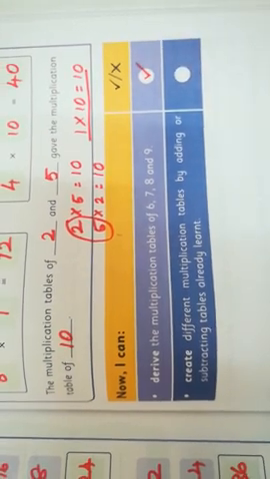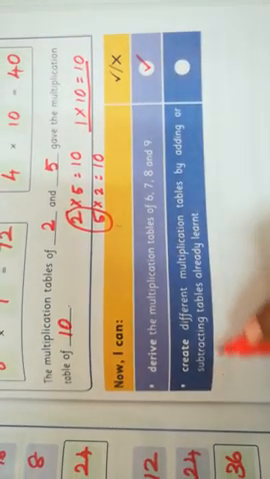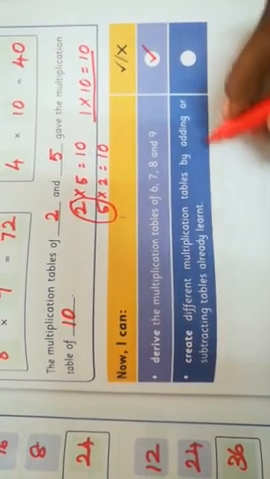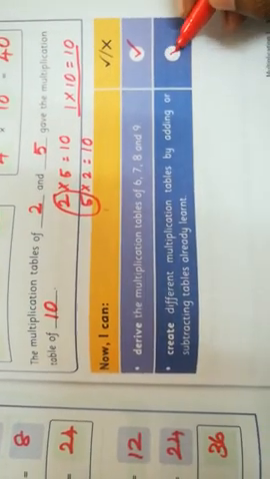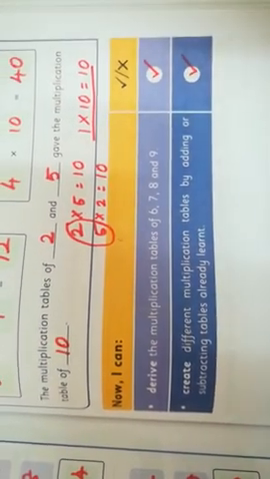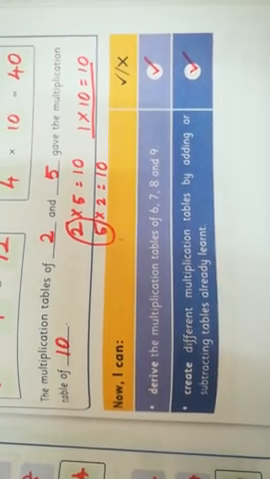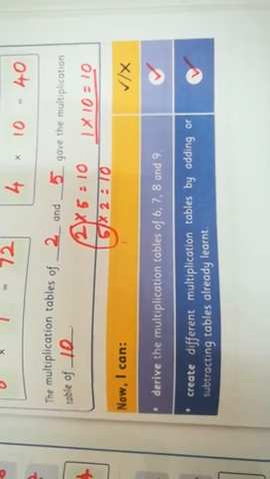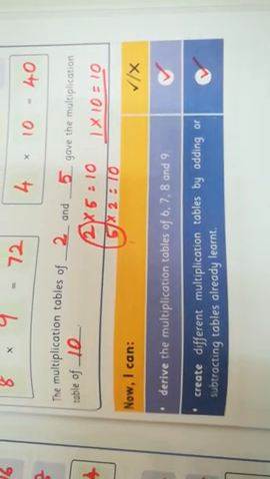If it is yes, tick it over here. Create different multiplication tables by adding or subtracting tables already learnt. If it is yes, tick it over here. In this class, we discussed multiplicand, multiplier, product of the given numbers, then how to create a new table from an already known table.